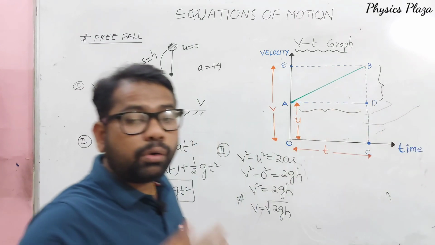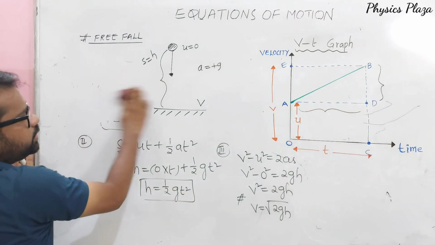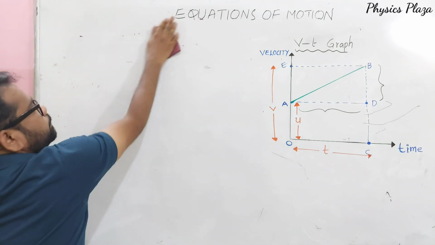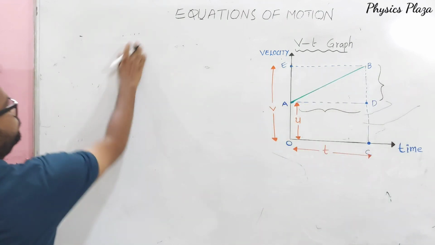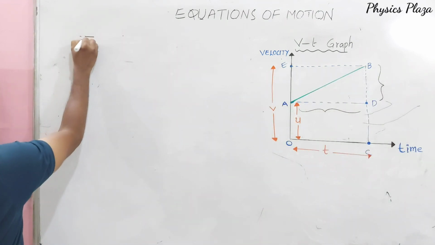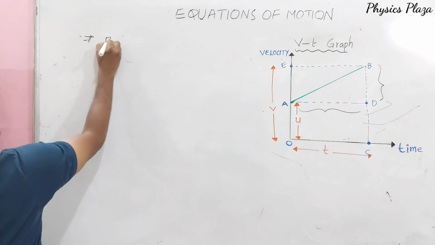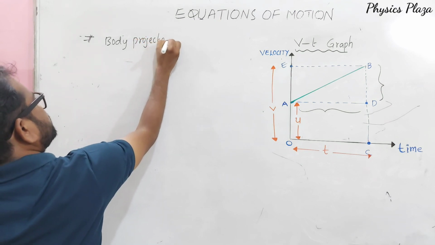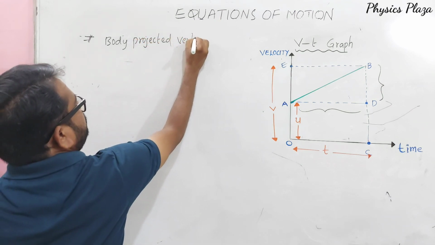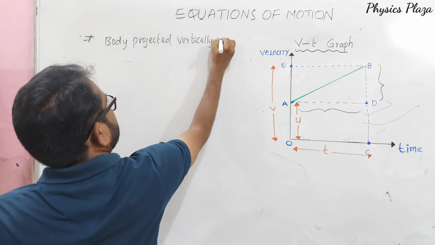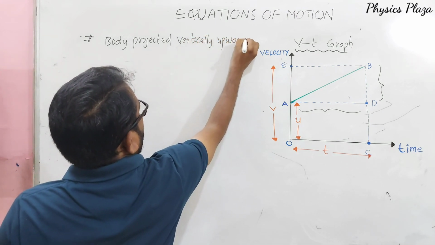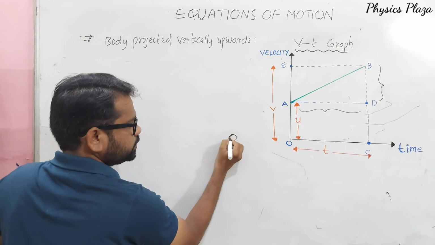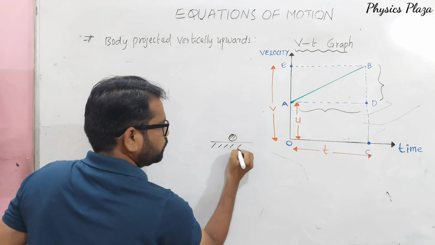Now let us see how equations of motion are modified for an object which is moving vertically upwards. So body moving means body projected vertically upwards. Let us take a situation where here is an object, and it is thrown from the ground vertically upwards.